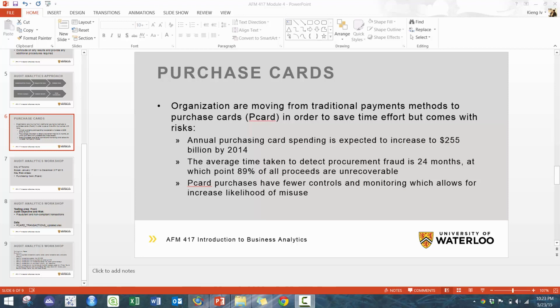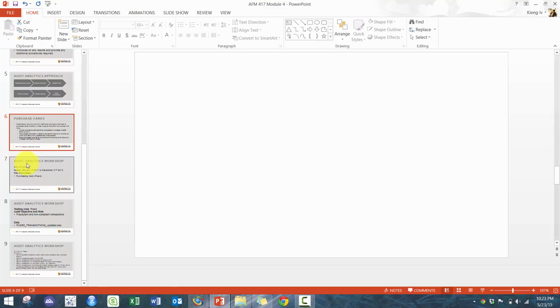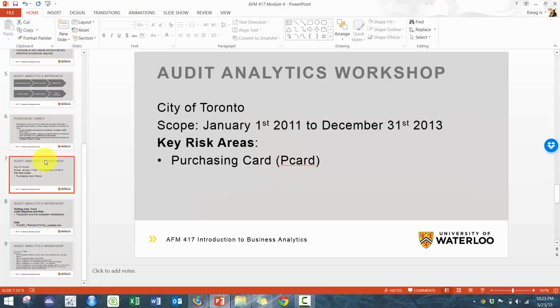So this one, as you expect, we're tackling how you tackle purchase cards, and the data that we have is the City of Toronto publicly available data. There are some fields that would be nice to have, but we don't have. But we'll work with what we do have. We can't really complain since they provide this data for free on their website.